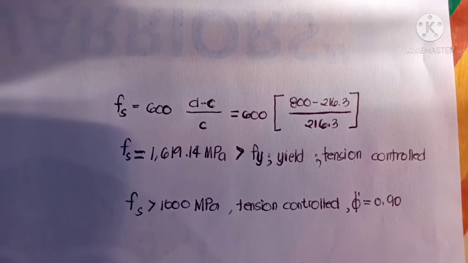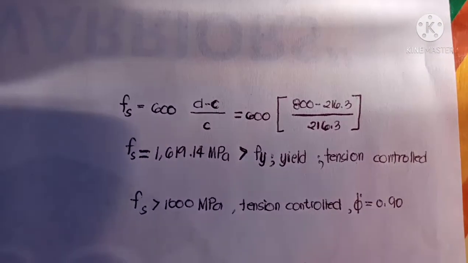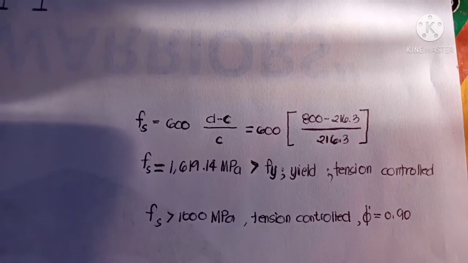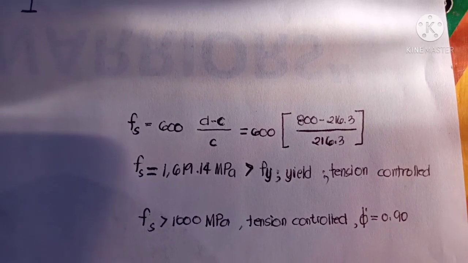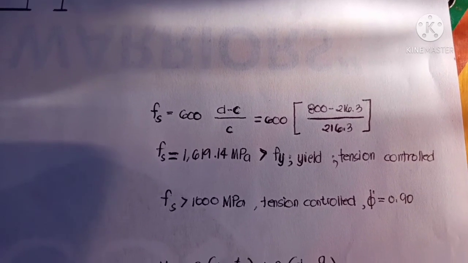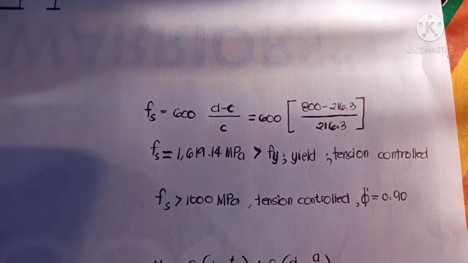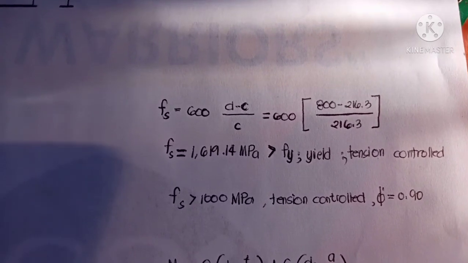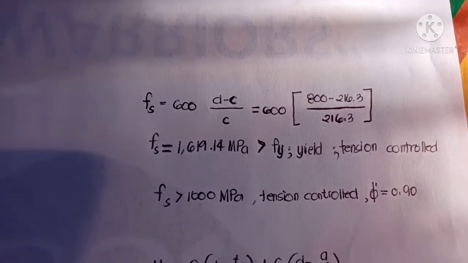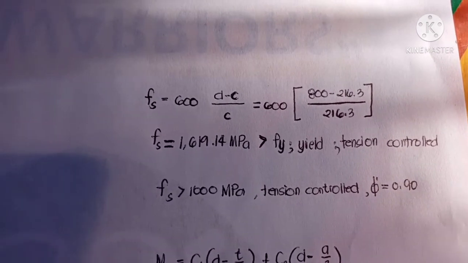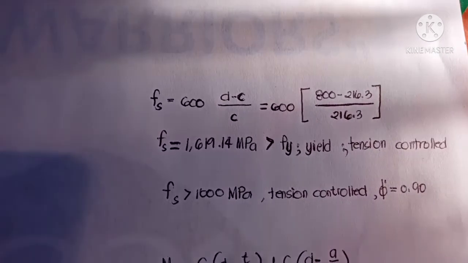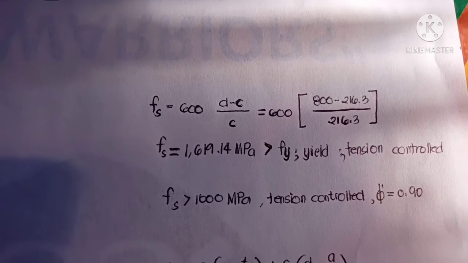Next, we have to compute for the stress of the steel here. We have the formula of Fs, which is equal to 600 times d minus c over c, and substituting the values, that will give us the value of Fs equal to 1619.14 MPa, meaning our assumption is correct and it thus yielded.